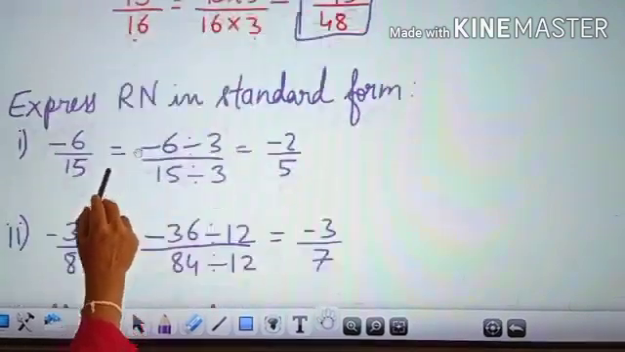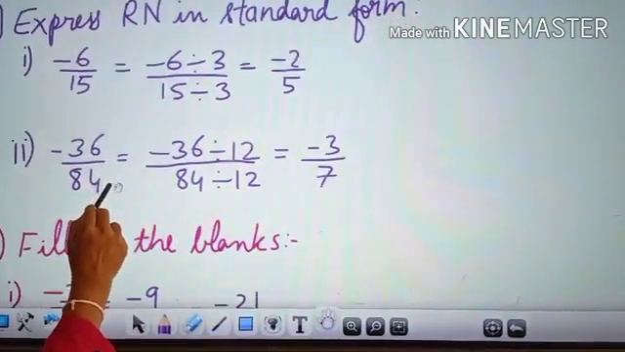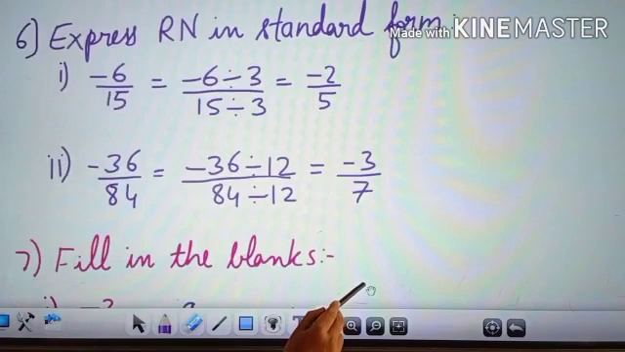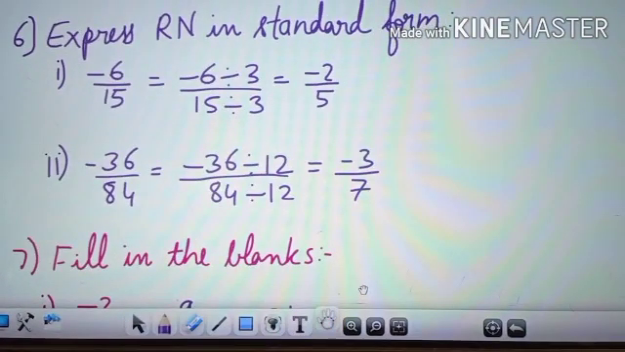Now the next question is the sixth question. Express the rational number in standard form. Again I am telling you, express the rational number in standard form.